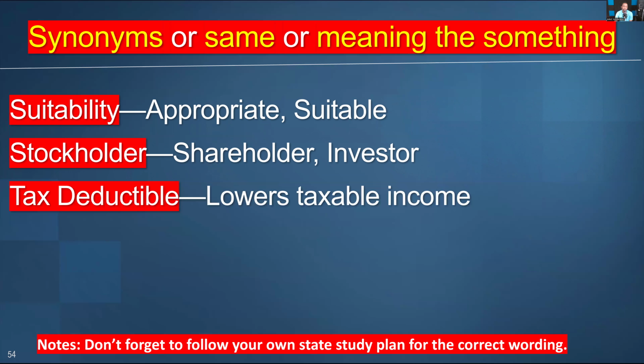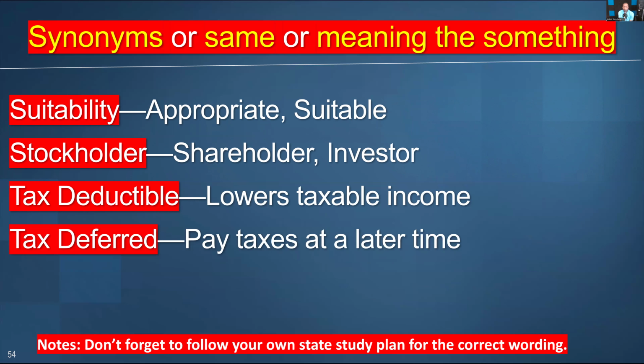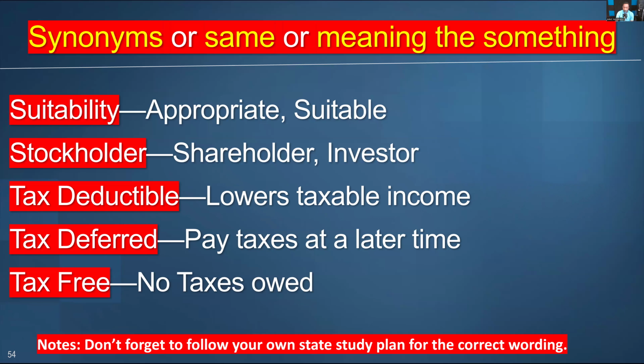Tax deductible. When something is tax deductible, it's going to lower taxable income. So the tax you have to pay will be lower because you have some deduction. Tax deferred, you're going to pay taxes at a later time. We did explain what deferred means. But you never see somebody say, "I'll see you deferred." People use "I'll see you later." They cannot say, "Well, I'll see you deferred." That sounds crazy. Tax free, just like you say, tax free, so you don't pay taxes. No tax.